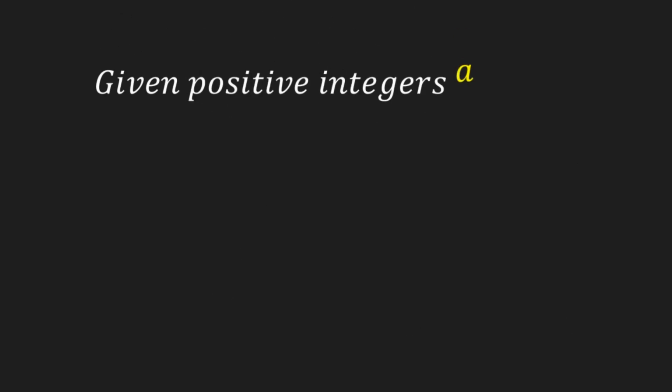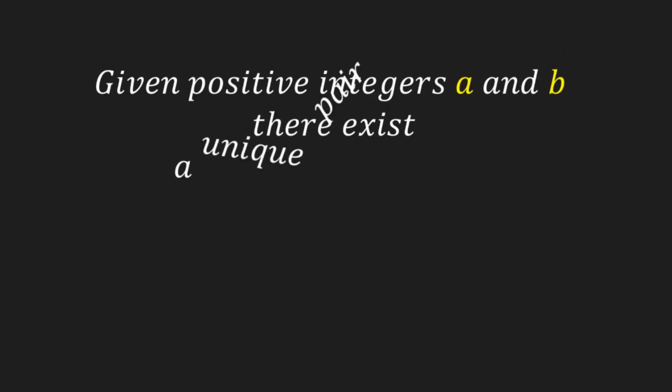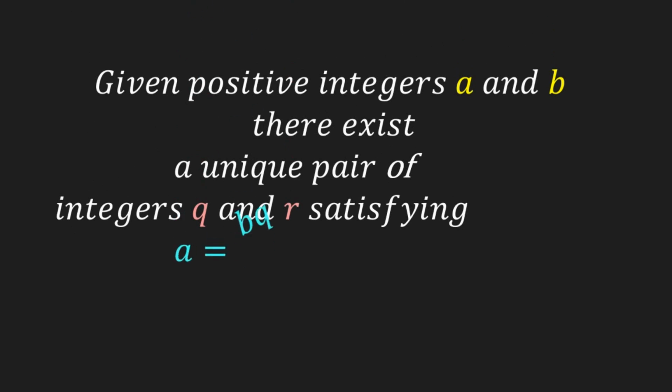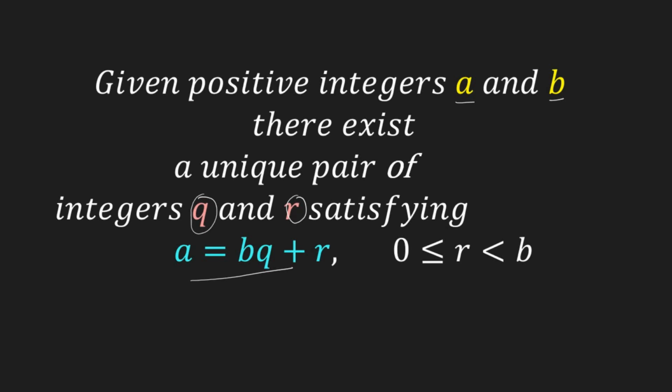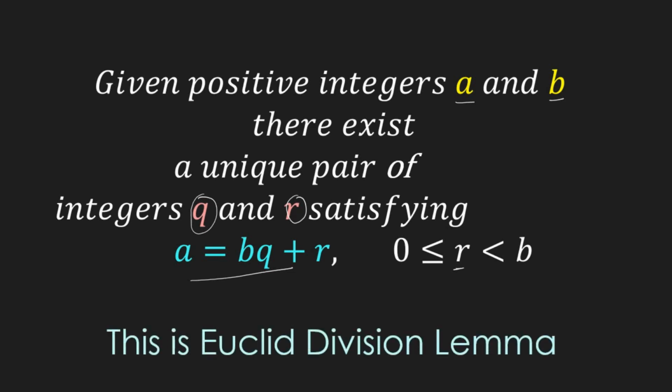It runs on similar lines, this Euclid division lemma. See here, given positive integers A and B, there exists a unique pair of integers Q and R, we are introducing two numbers Q and R, satisfying A is equal to BQ plus R. This is the condition, where R, the remainder, is either 0 or less than the divisor. This is what is popularly known as Euclid division lemma.